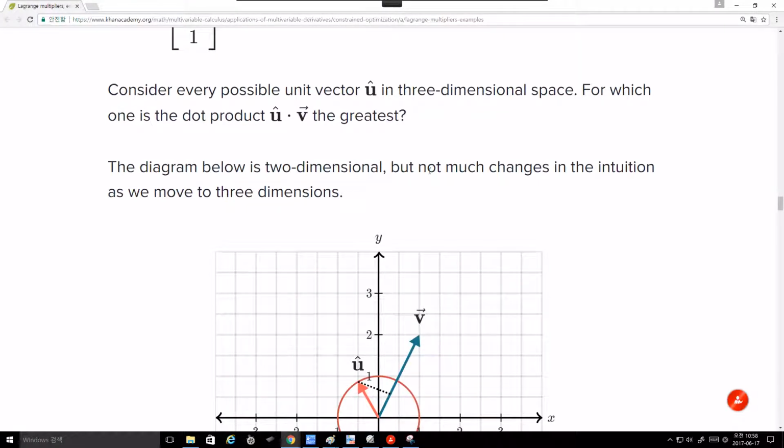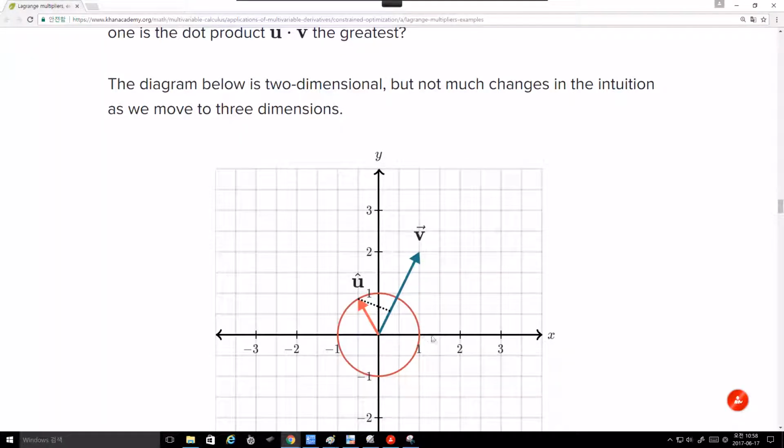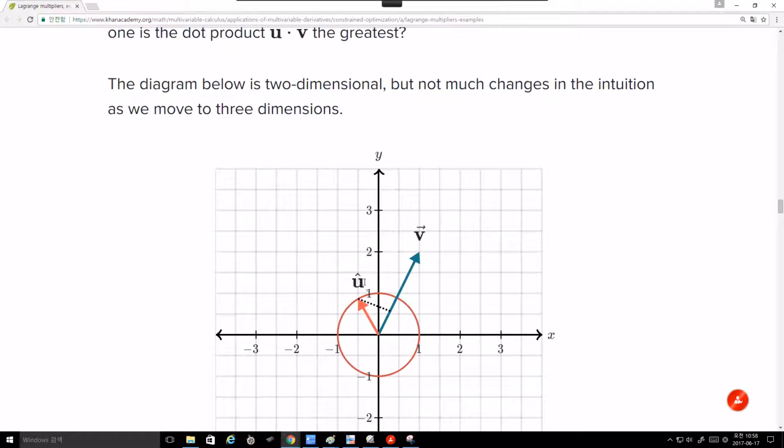Below is two-dimensional, but there is not much change in the intuition when we move to three dimensions. So let's take 2, 3. V is somewhere, maybe it is 1. So anyway, let's say this one. Among the unit vectors, the length of the vector is 1, so basically a circle. Out of these possible unit vectors, we want to maximize the dot product of this one and this one.